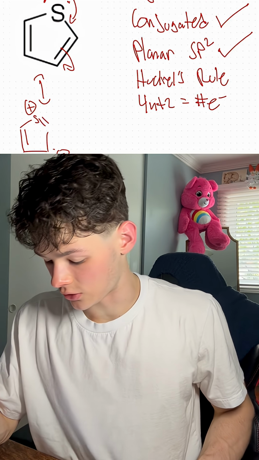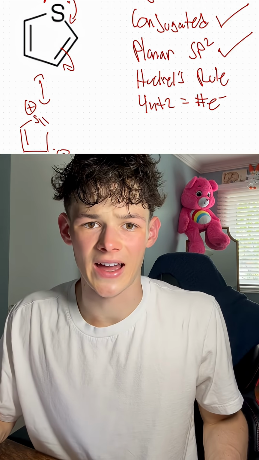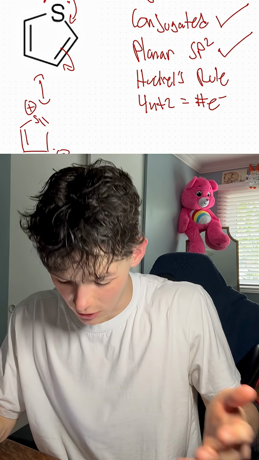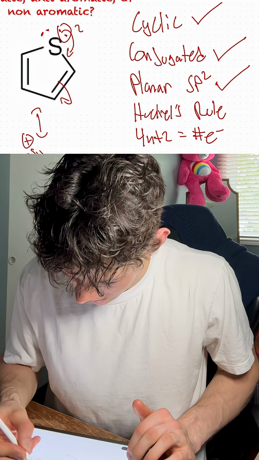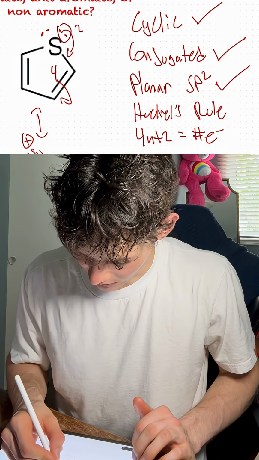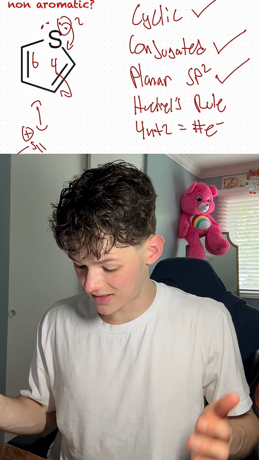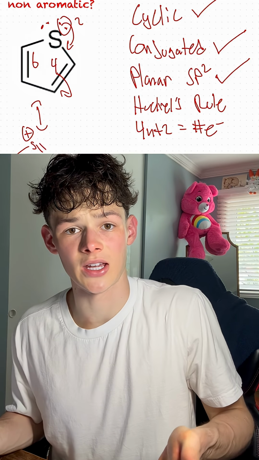Does it follow Mr. Huckel's rule? We just have to count all the electrons that are going to form pi bonds or that contribute to our resonance. And in this case, sulfur has a pair. That would be 2. And then we have a bond here. That would be 4. And then we have another bond here, which would be 6. We have 6 electrons in total that are contributing to our resonance.